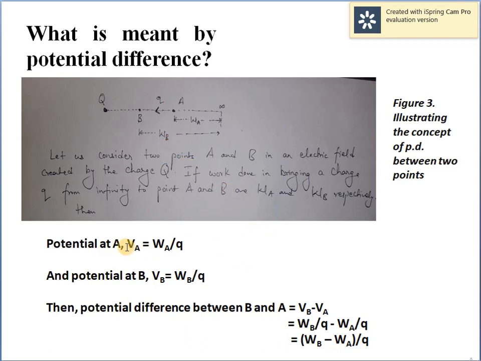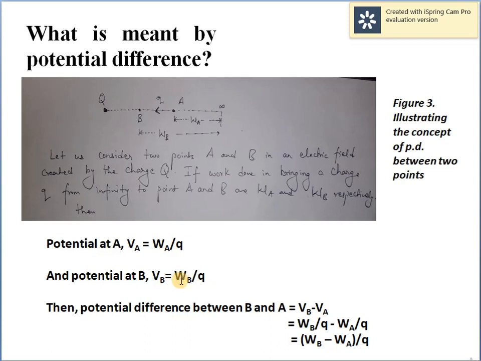So the potential at A, denoted by VA, will be WA divided by Q, where WA is the work done in bringing the charge Q from infinity to point A, and Q is the magnitude of the charge. Similarly, the potential at B, represented by VB, is equal to WB by Q.